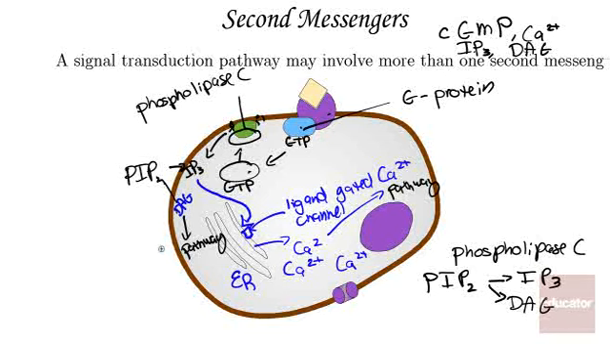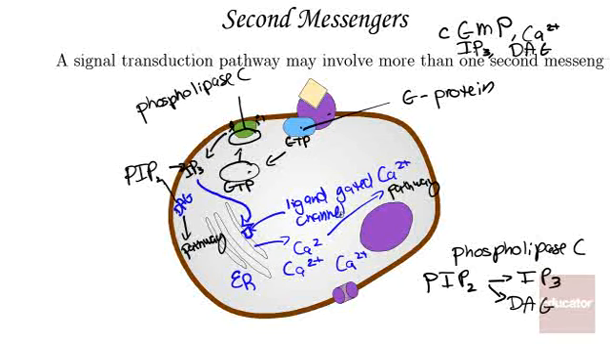DAG can go off and activate other proteins, for example, maybe a protein kinase, and that could start a chain of reactions to create a response within the cell. Meanwhile, IP3 can go over and bind the ligand-gated calcium channels in the endoplasmic reticulum. That's going to release calcium, and that's going to go ahead and continue the response.